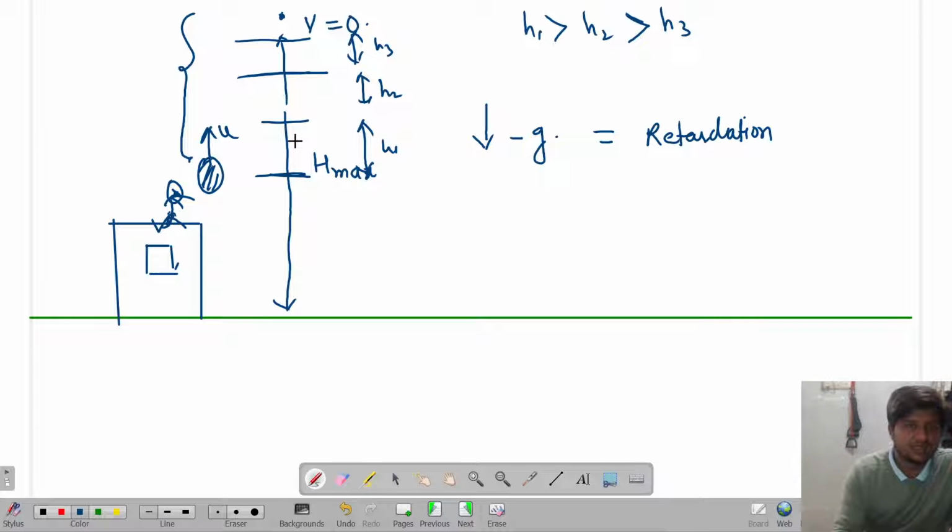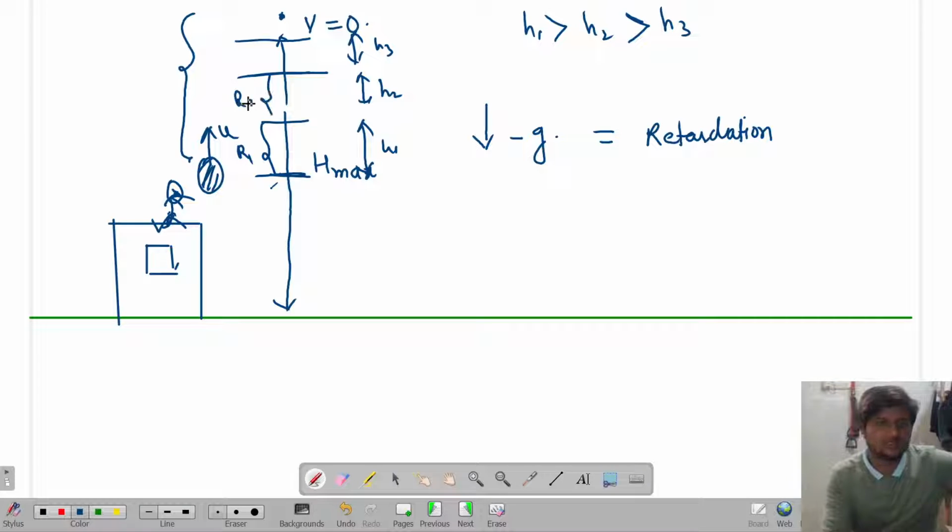In the first case, retardation was very much less, sorry. That's why it traveled a bigger distance. In the second case, h1 is bigger than h2, and h2 is bigger than h3. That means retardation R1 in this, R2 in this, R3 in this. R1 is much less as compared to R2, and it is much less as compared to R3.